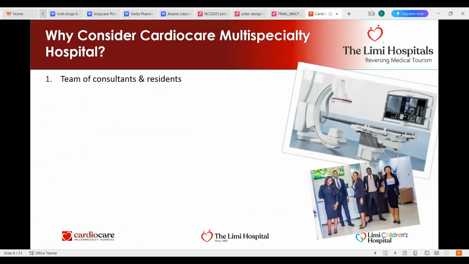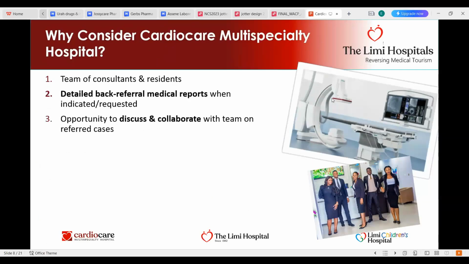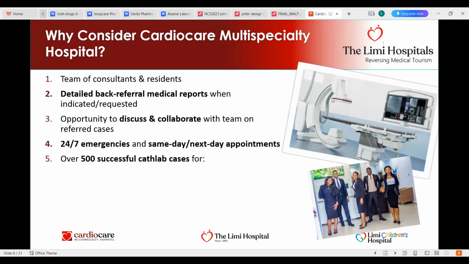Number one, we have a team of excellent care. When you refer to us, then we can collaborate. We can discuss opportunities to bring you to the cath lab to see how procedures are done, and also participate. We are open to that. We also run a 24/7 emergency service, with same day and next day appointments. You can reach us 24 hours, 7 days a week. We have no holidays here at Cardiac Care.